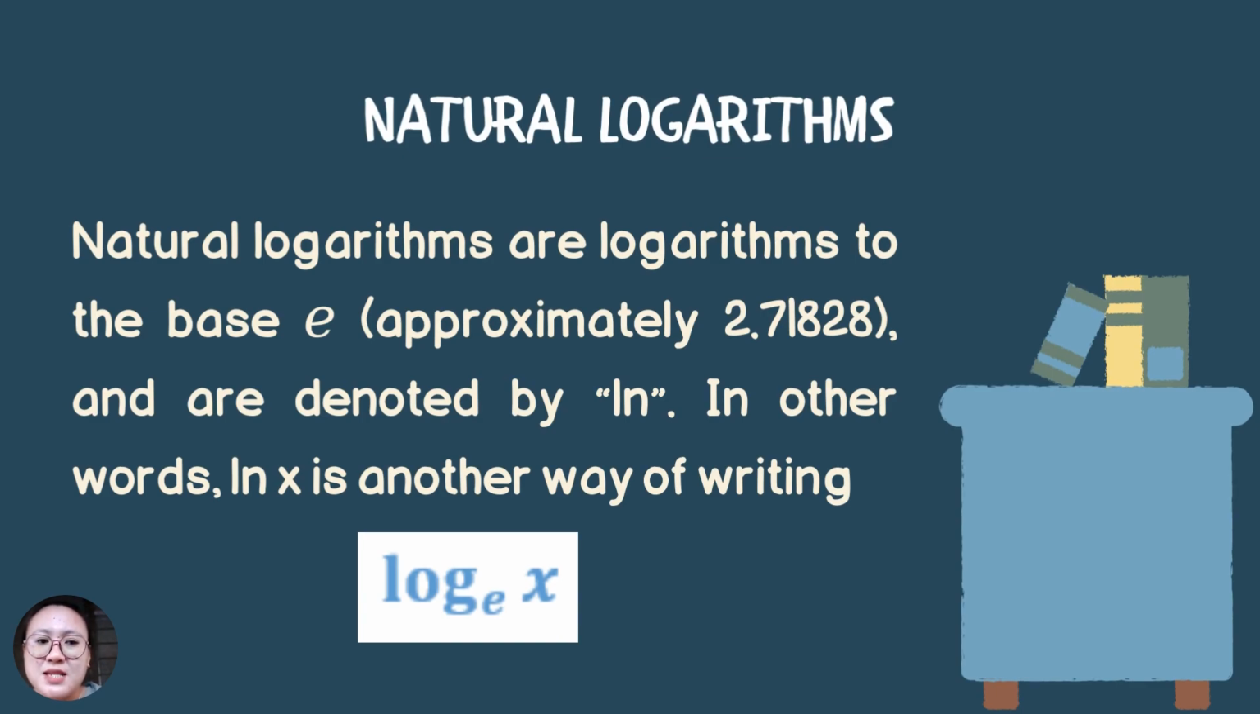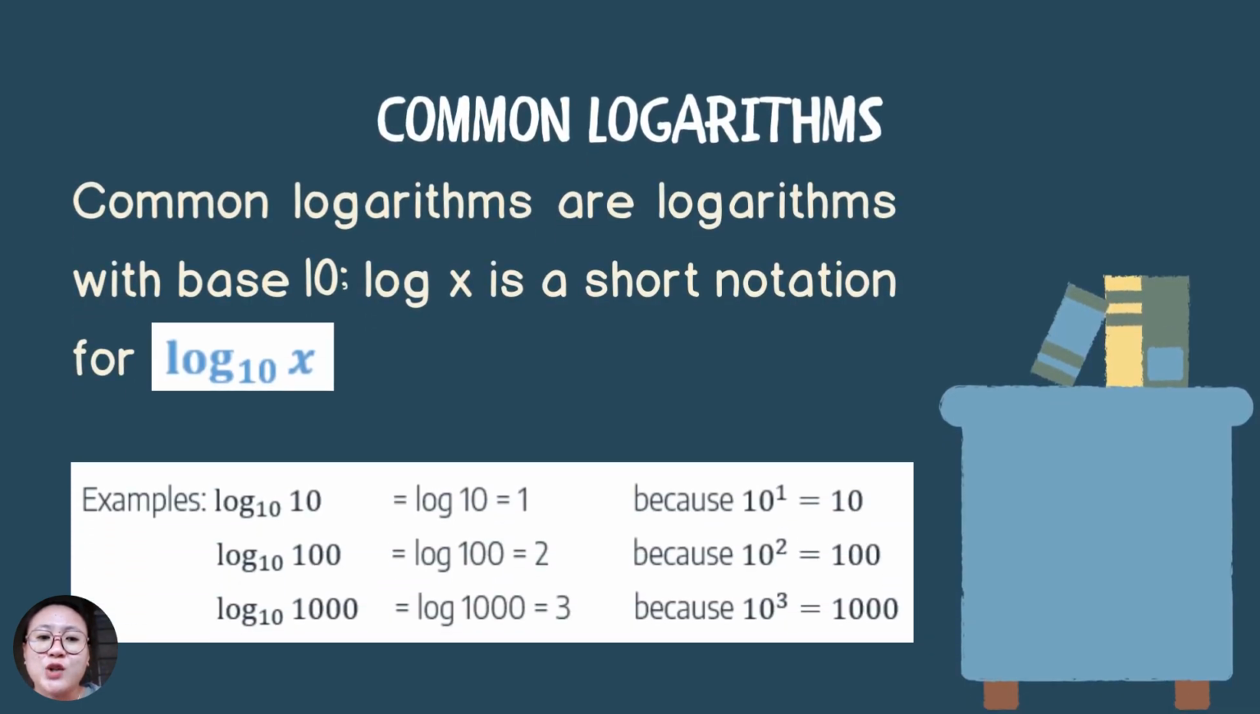Natural logarithms are logarithms to the base e, or approximately 2.71828, and are denoted by ln. In other words, the natural logarithm of x is another way of writing the logarithm of x to the base e. And common logarithms are logarithms with base 10. The logarithm of x is a short notation for the logarithm of x to the base 10.